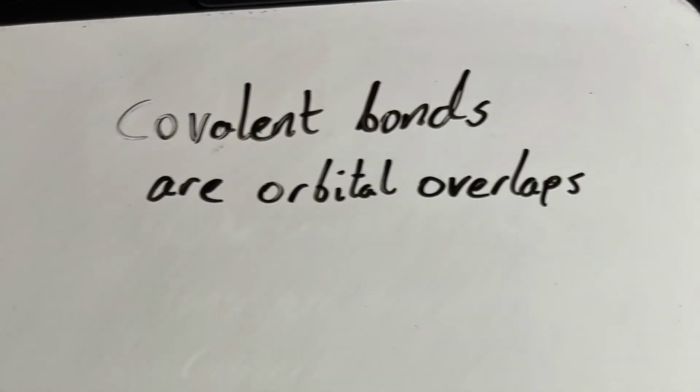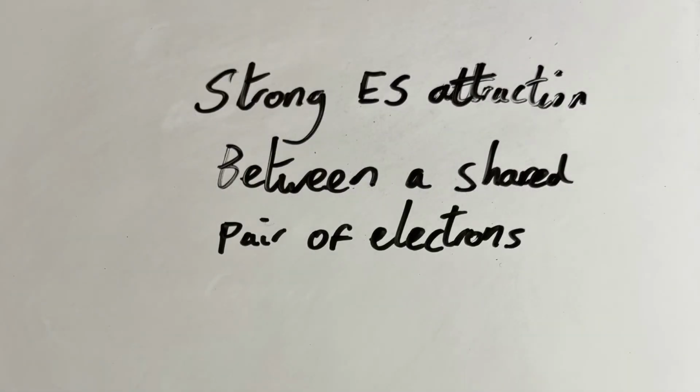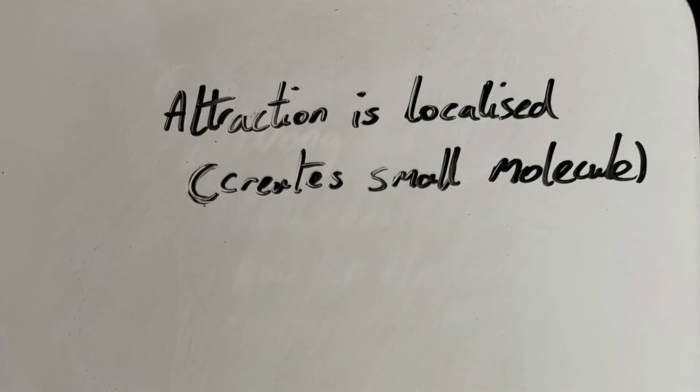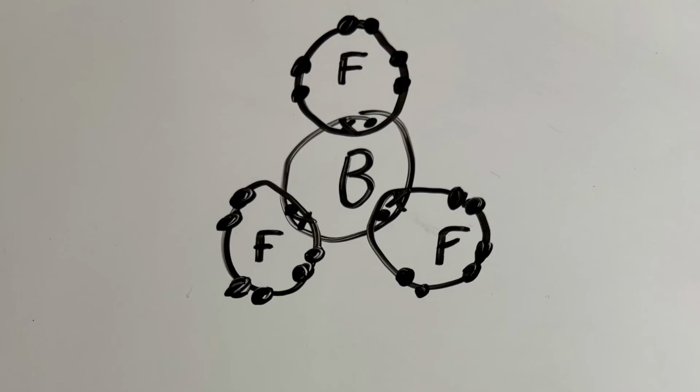Now, unlike in GCSE, covalent bonds here are described as orbital overlaps and are the result of strong electrostatic attraction between a shared pair of electrons. Now, unlike ionic bonding, attraction in covalent bonding is localized, so it only creates small molecules, and you can see this with any diatomic gas. Now, they'll normally do this to gain a full outer shell, but a notable exception is boron. Boron only needs 6 valence electrons, purely because it's an exception to the octet rule.